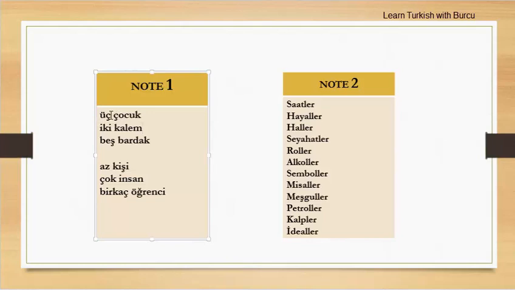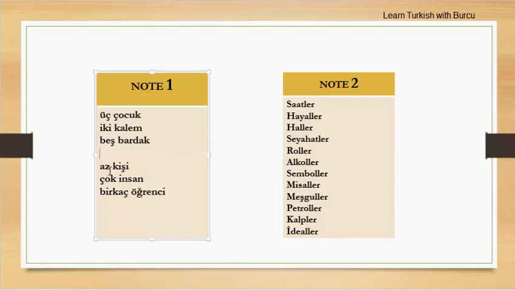Üç çocuk. İki kalem. Two pencils. We don't say iki kalemler. There is no necessity for it, because by saying iki, we already know that we have two. So it's plural. So we say iki kalem. Beş bardak. Again here, beş means five. So we know that it's more than one. It's not singular. So we don't say bardaklar. We say beş bardak, because we know that it's more than one by saying beş. Tamam? Beş bardak.